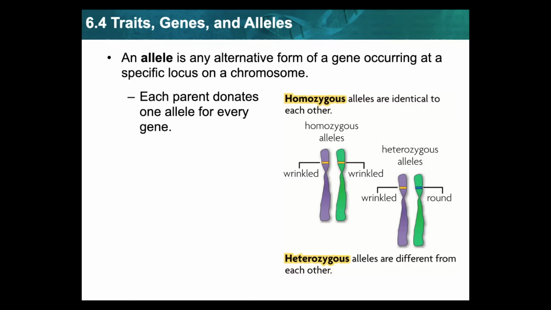So I mentioned this earlier, but we'll go through it again. Homozygous versus heterozygous. Homozygous alleles are identical to each other. So you can see in the diagram, an example would be both having the gene for wrinkled peas. So homozygous alleles have the same exact genes. Heterozygous alleles are different from each other. So for heterozygous, it would be one gene for wrinkled peas, one gene for smooth round peas.